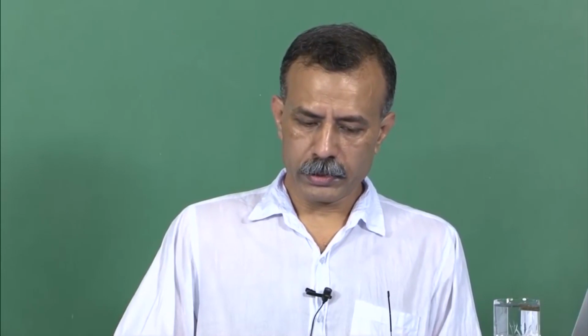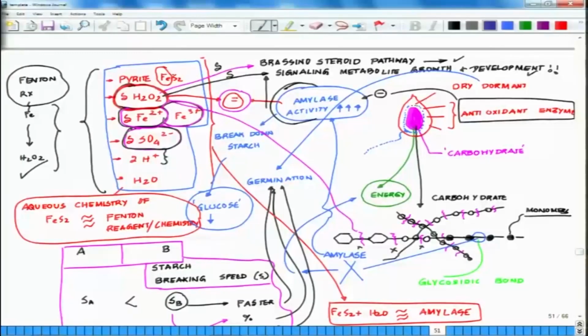So, if you look at it, this is where we showed that pyrite particles produce a trace amount of hydrogen peroxide, and iron in +3 and +2 states, and SO4 2-. That is the aqueous chemistry of iron pyrite, which is essentially a Fenton-like reagent. It is acting like a Fenton-like reagent.